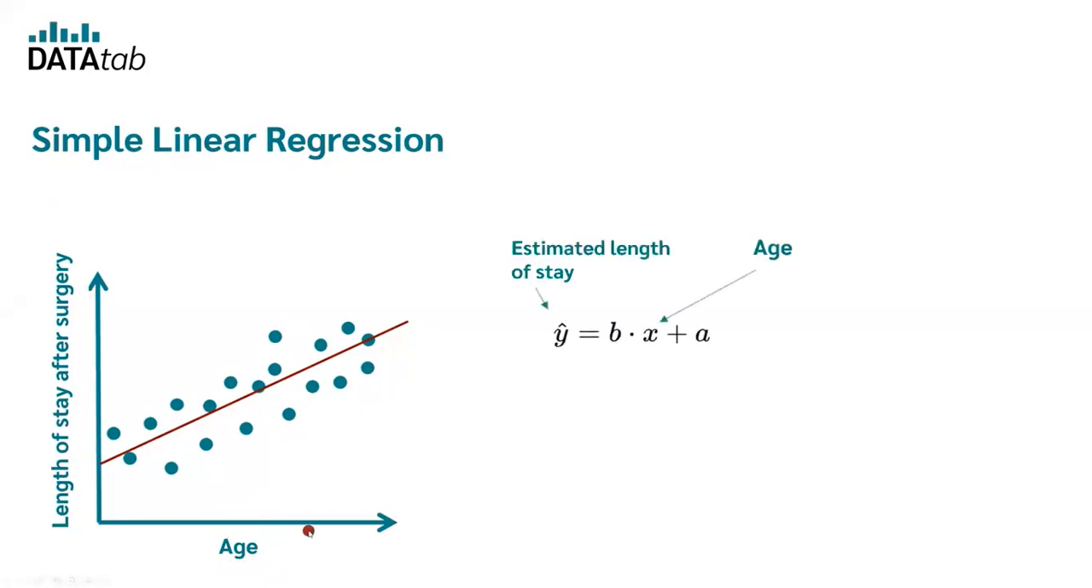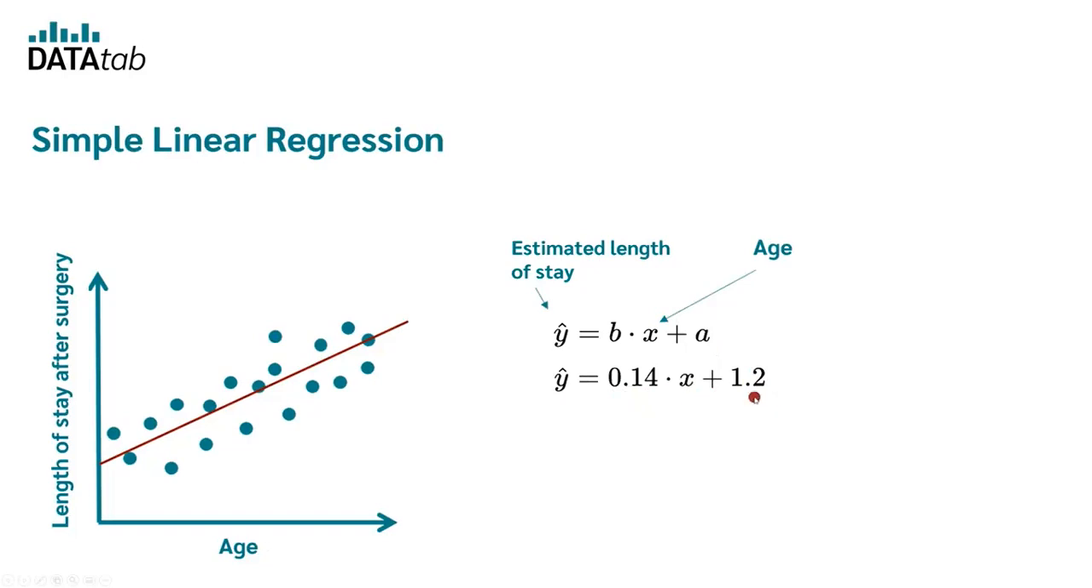The equation that describes the model now looks like this. B is the slope and A is the intercept. If a person would be 0 years old, which doesn't really make sense in this example, the model would tell us that this person stays A days in the hospital. In order to calculate the coefficients, the hospital must of course provide you with a sample of people where you know the age and the length of stay after surgery. By using your data, you could find out that B is 0.14 and A is 1.2.